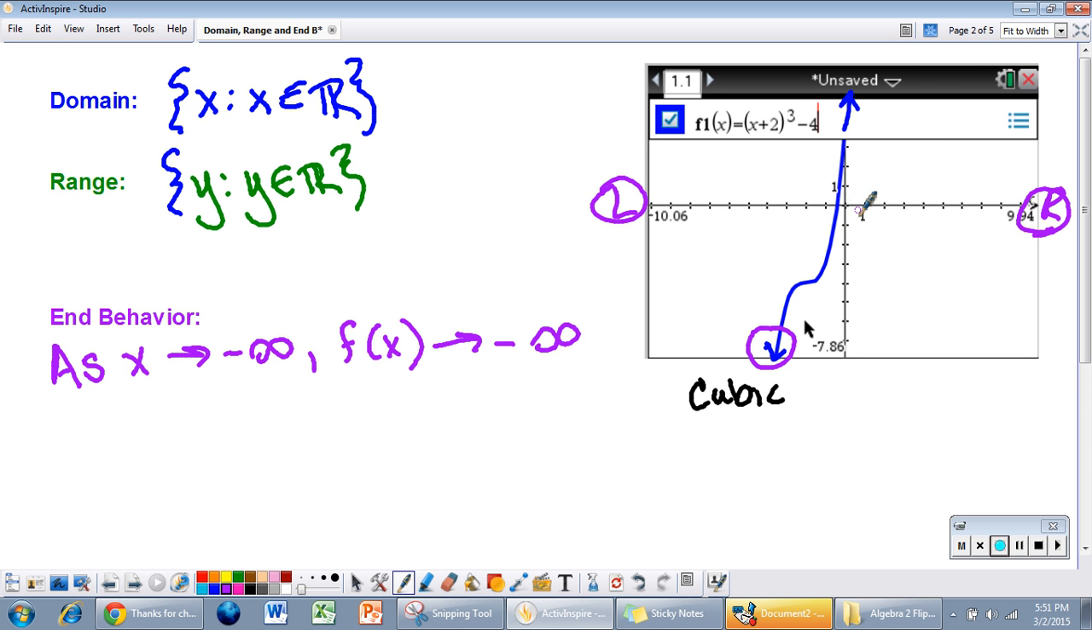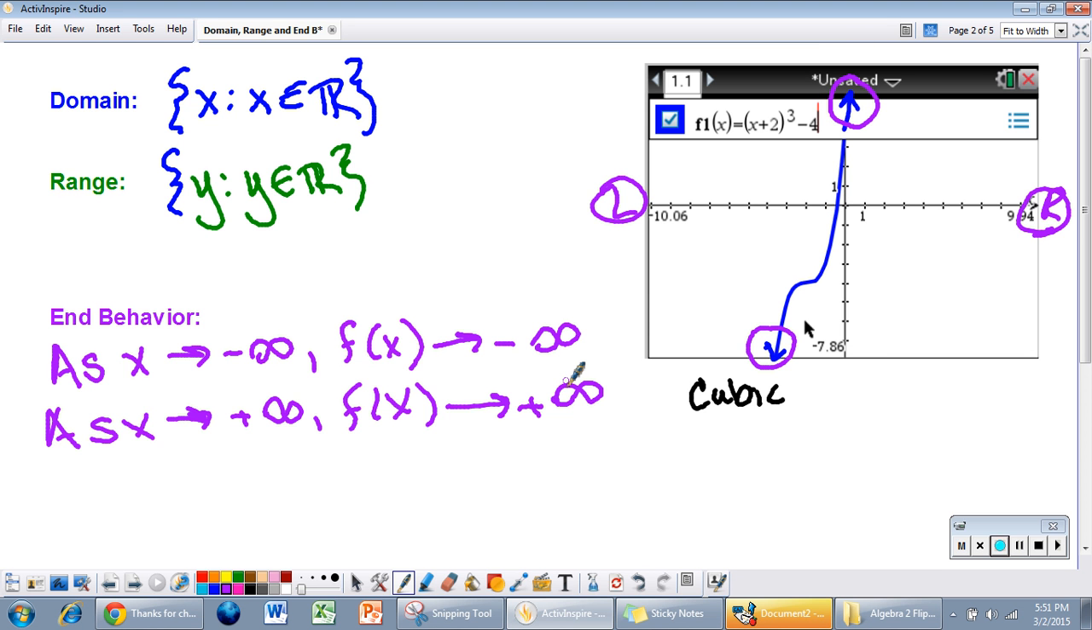Okay, let's look at the right-hand behavior. Well, on the right, we're heading to positive infinity. So as x is approaching positive infinity, f of x is approaching, where's it heading? The end is pointing up to positive infinity on the y-axis. So that is your end behavior statement for your cubic graph. Let's take a look at another one.